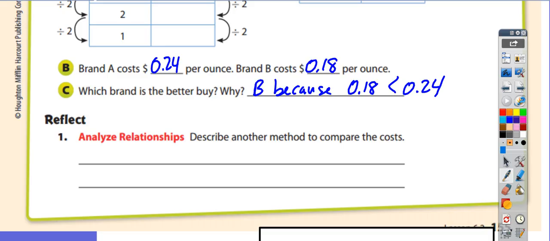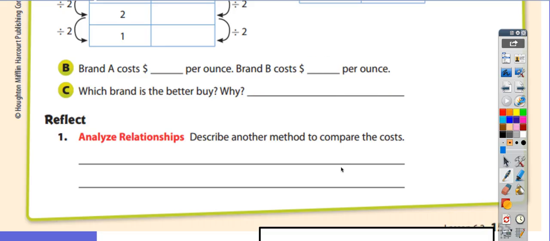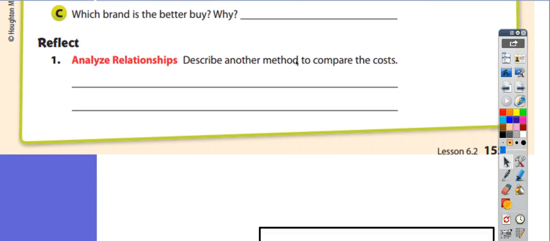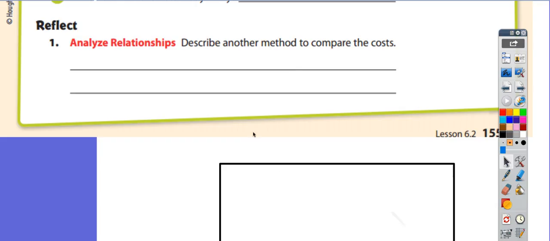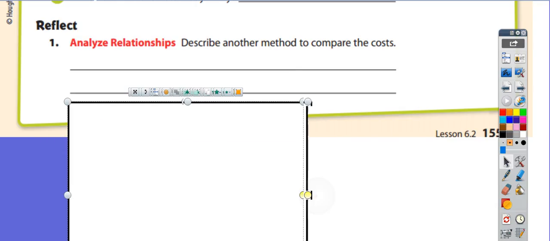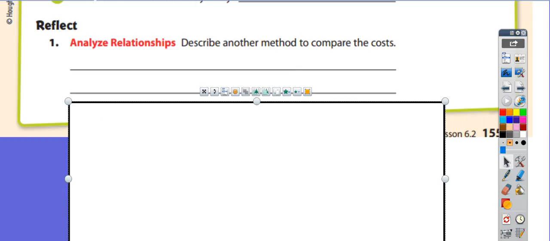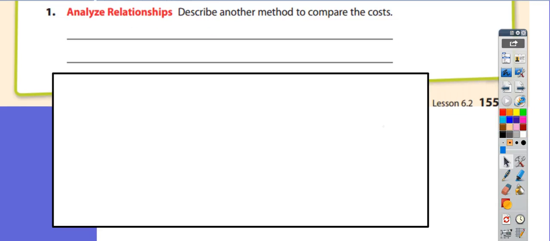Okay, let's go ahead and read question 1 real quick and talk about a strategy there. Question 1 reads, describe another method to compare the costs. For example, when we do problems like this in the future, it might not be effective to set up a table like that. It does work, it just maybe isn't so quick. So what would be a different way to do that? Well, we've talked about this a little bit before. I'm going to show a little bit of work on my whiteboard. I'm going to move this up just a little bit, make sure I have plenty of room for my whiteboard.